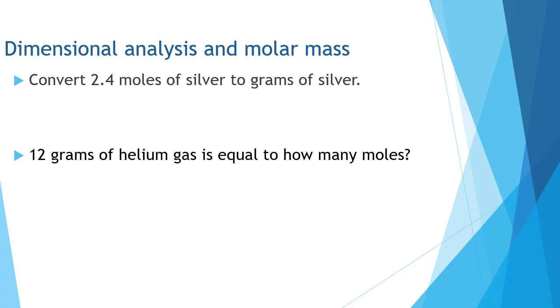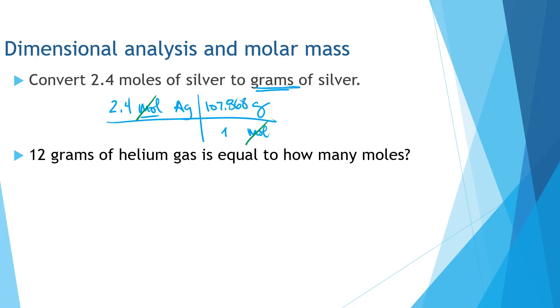Answer time. So 2.4 moles of silver is our given. We're going to convert those moles to grams. I have moles on top, put moles on bottom, turn my moles into grams. Moles cancels out top and bottom. But what about those grams? Well, silver has a mass of 107.868 according to the periodic table, 107.868 grams per mole.